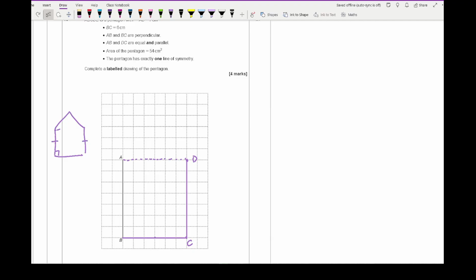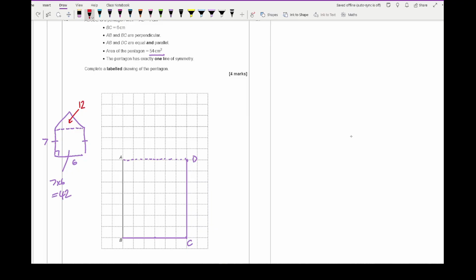Now, with this particular pentagon, I've got a rectangle and I've got a triangle. This rectangle has a length of 7 and a base of 6, so 7 times 6 is 42. It says the total area is 54, so that means this triangle must have an area of 12.